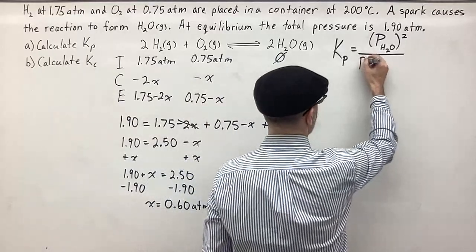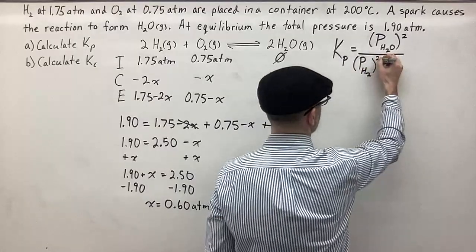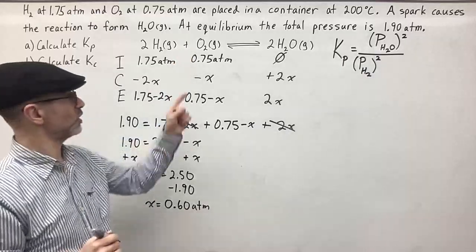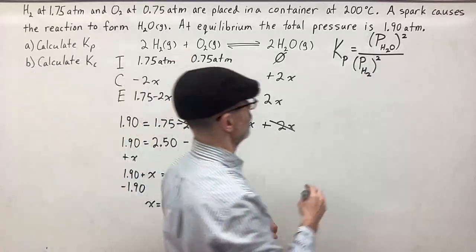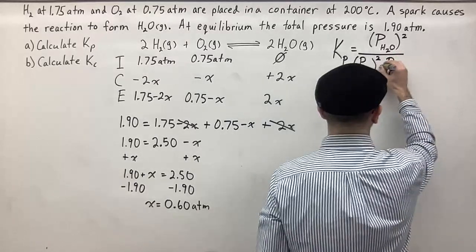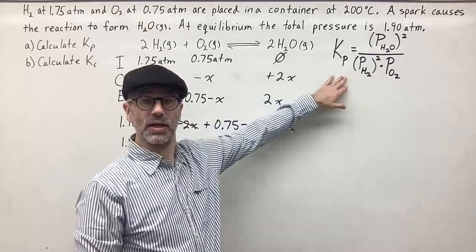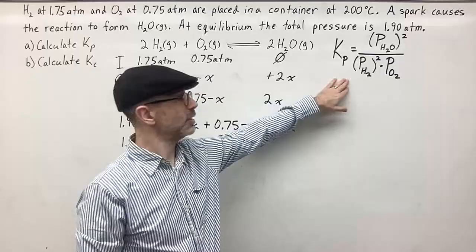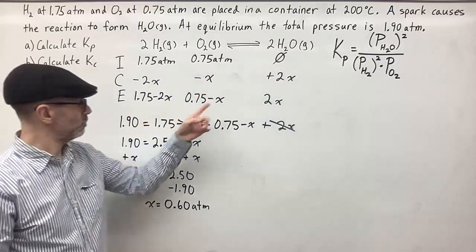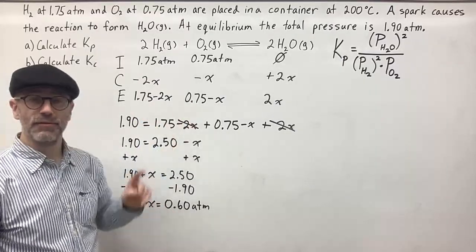So on the bottom, we're going to have the partial pressure of hydrogen raised to the power of 2. And then we're going to multiply that by the partial pressure of oxygen raised to the power of 1 because there's a 1 coefficient, so we'll just put PO2. So there's our expression for the equilibrium constant. So now we have our equilibrium expressions in terms of X. We know what X is. Now we just solve for these.